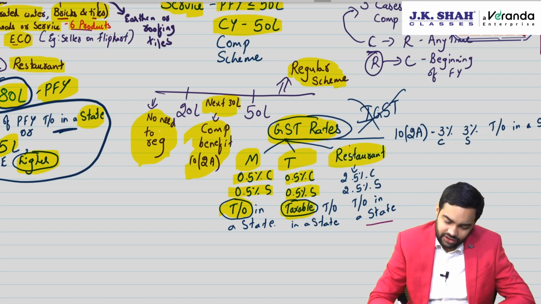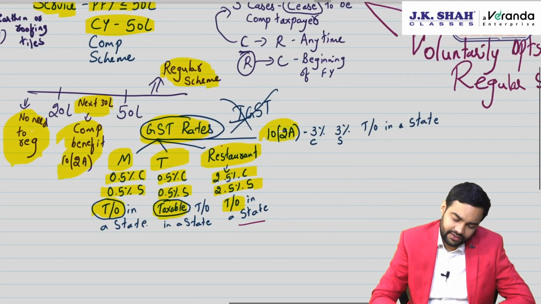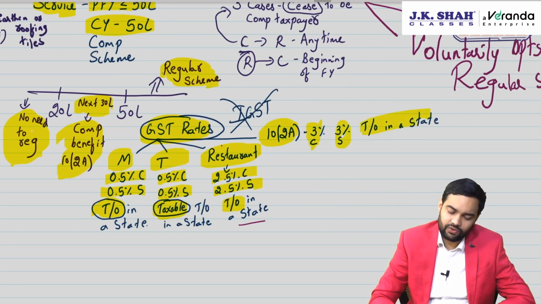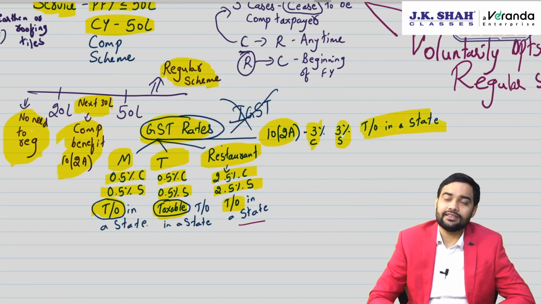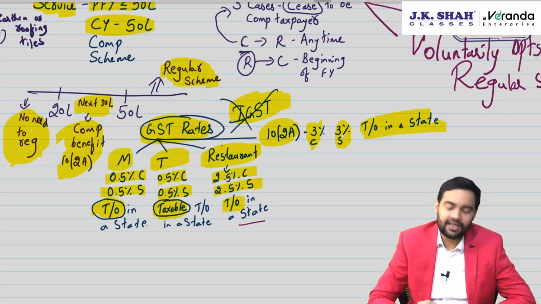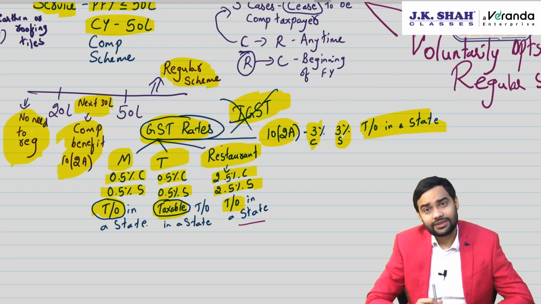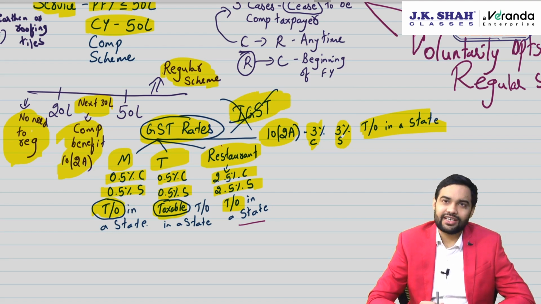Then coming to restaurant service, 2.5 CGST, 2.5 SGST of turnover in a state. 10-2A, 3% CGST, 3% SGST of turnover in a state. These are only CGST and SGST rates. IGST rate is not given in the law because you cannot make an interstate outward supply. You can purchase from outside the state, but you cannot sell outside the state. That's what the law clearly provides.